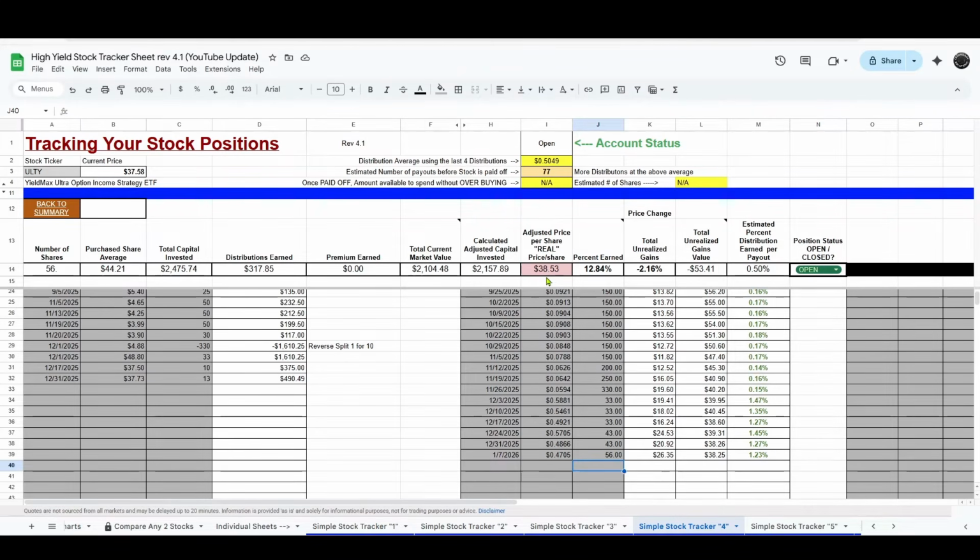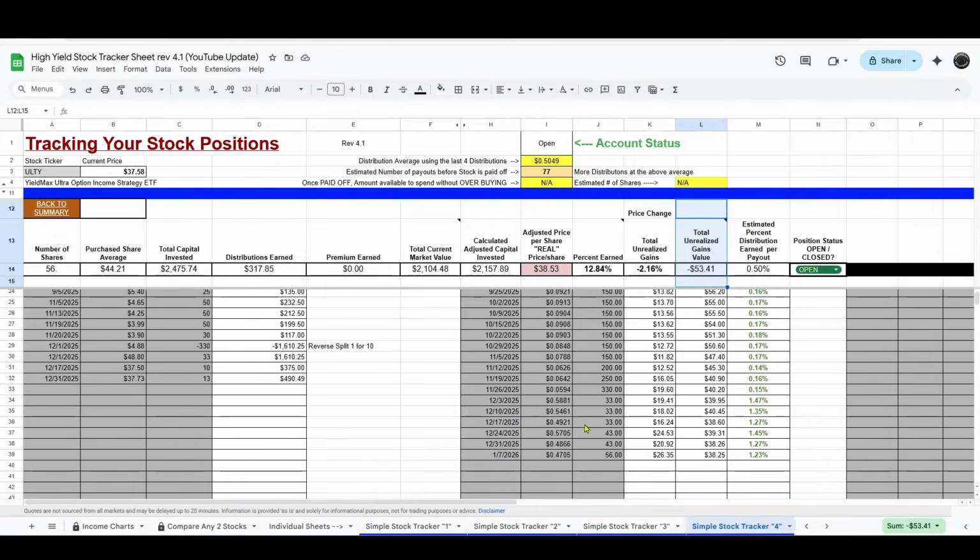Nice, right? What a drop on that. With the current price of $37.58, I have brought this one down quite nice. Because now if you see, if I were to sell all my shares at that $37.58, I would actually only lose $53. Very, very nice. And that's what I'm saying. That's what I'm trying to get across to everybody here.